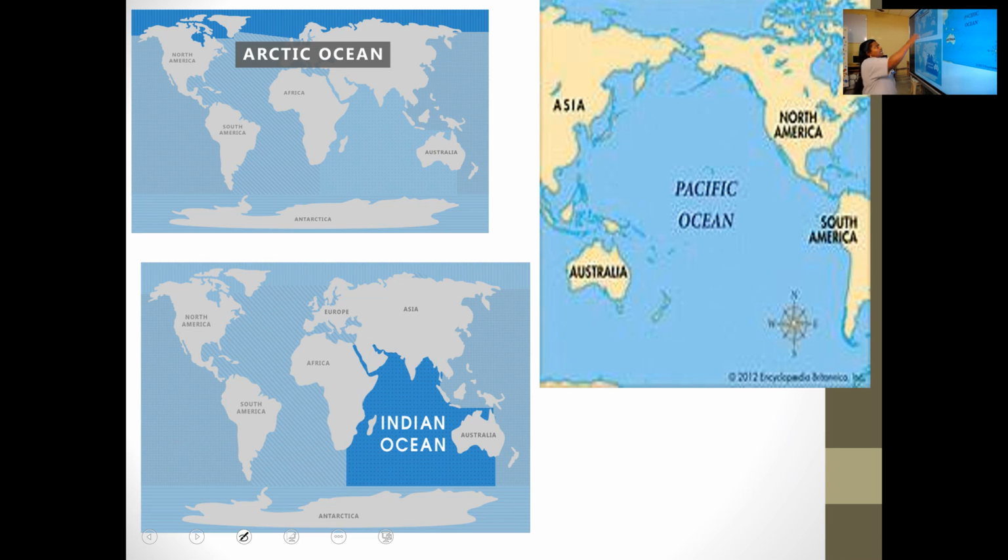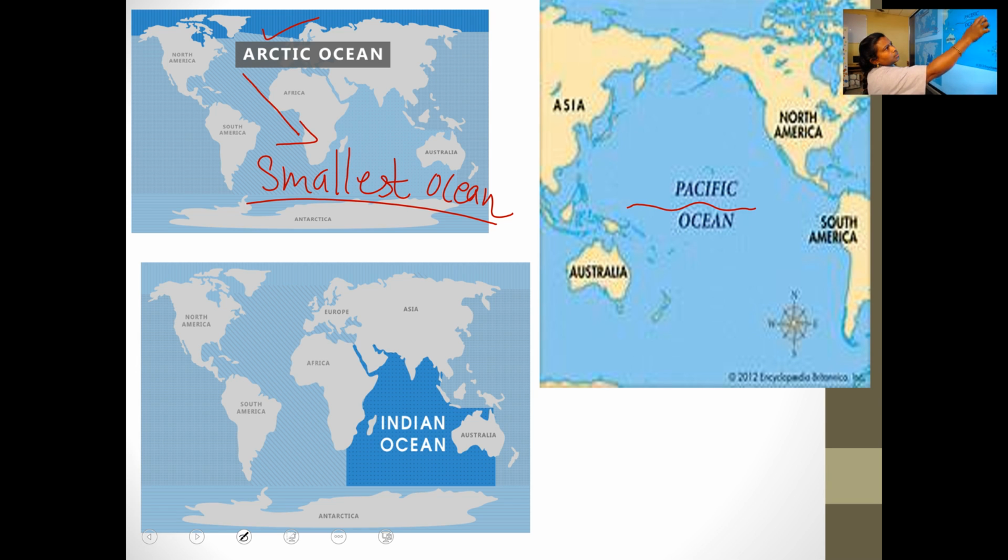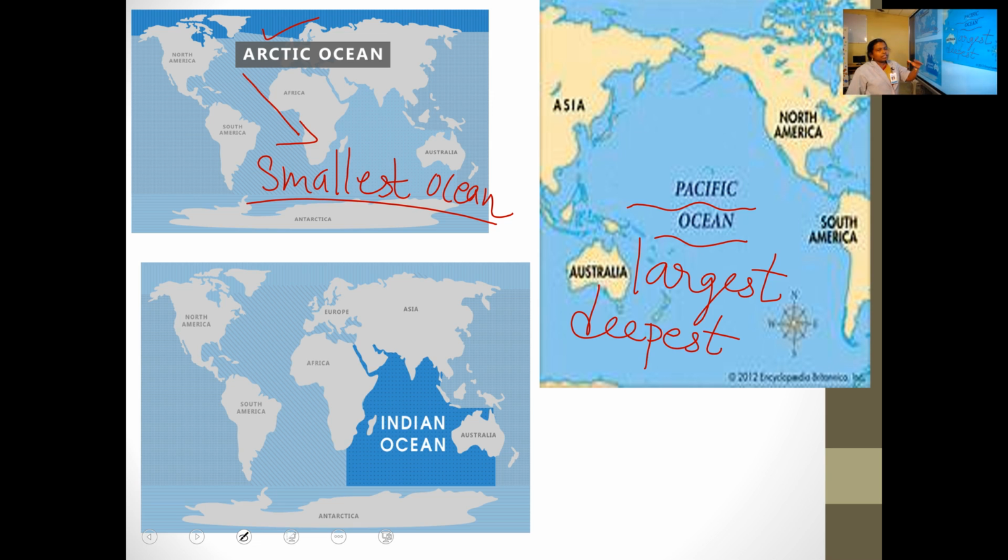Now, here exists the Arctic Ocean. You know, the Arctic Ocean is the smallest ocean. Then, which is the largest ocean? Yes, here comes the largest ocean, that is Pacific Ocean. It's not only the largest ocean, but it's also the deepest one. So, the largest and deepest ocean is Pacific Ocean, and the smallest ocean is Arctic Ocean.